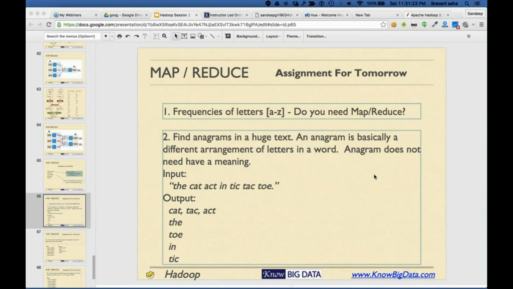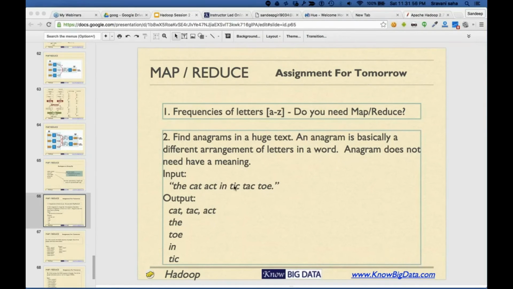Second question is, you're given a huge text, and you have to find anagrams in this huge text. An anagram is basically a different arrangement of the letters. So in this text, bring together all the anagrams, bring together all the words which are anagrams of each other. For example, let's say the input text is: the cat act in tic-tac-toe.